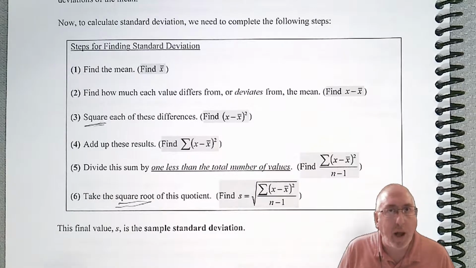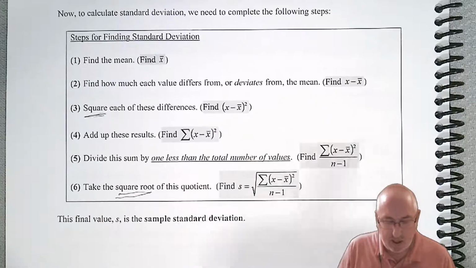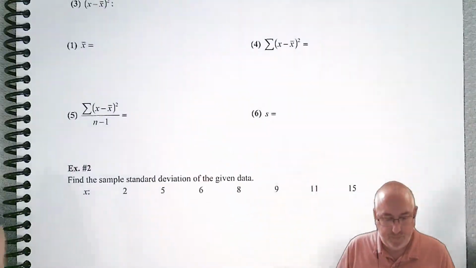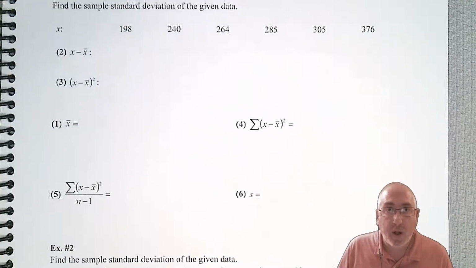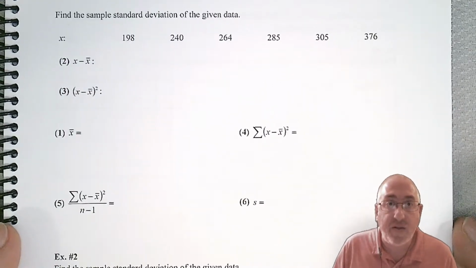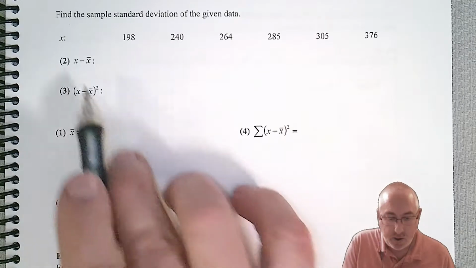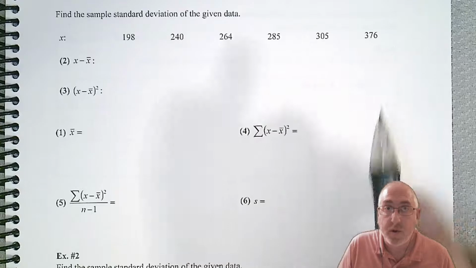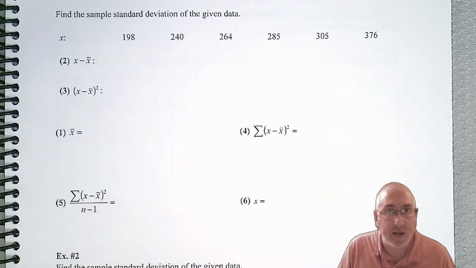So it all does work out mathematically in the end. And so this will be our sample standard deviation. So let's try it. We've got example 1, which wants us to find the sample standard deviation of the data. So we have x, which is going to be our 6 values here. So we know n should be 6.